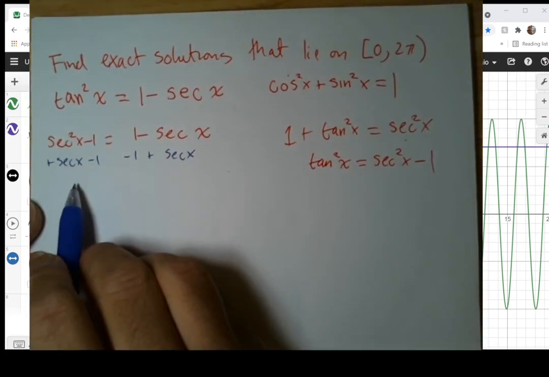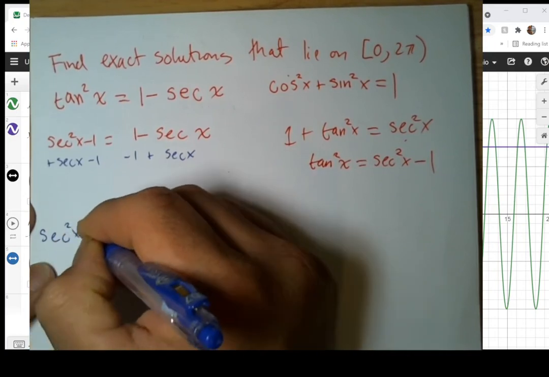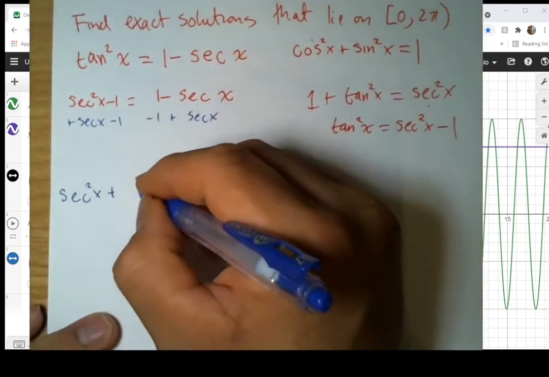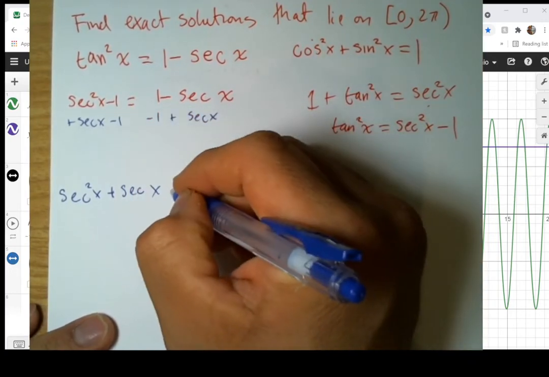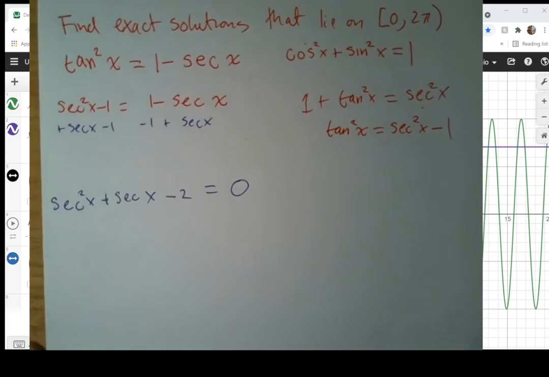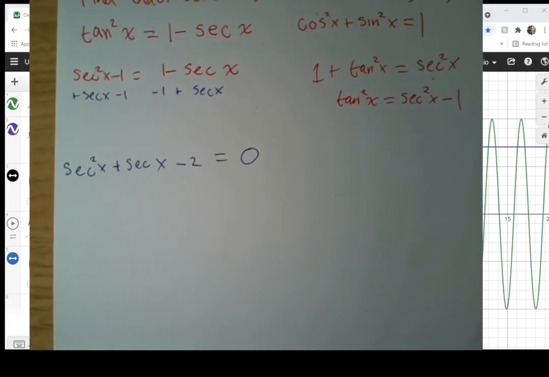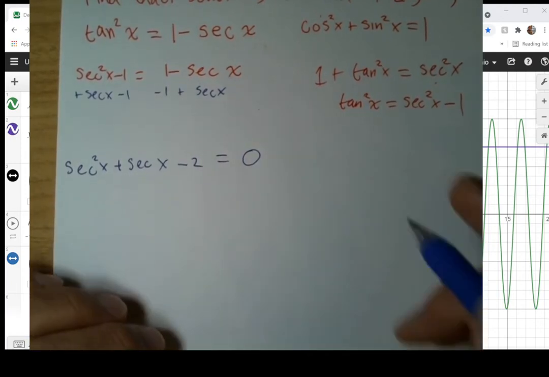So secant squared and secant are not like terms. So secant squared x plus secant of x, and then minus 1, minus 2, and on the right side, it's equal to 0. Now, when I have an equation like this, it reminds me of a quadratic equation. Now, it's not a quadratic, but it is a quadratic type.